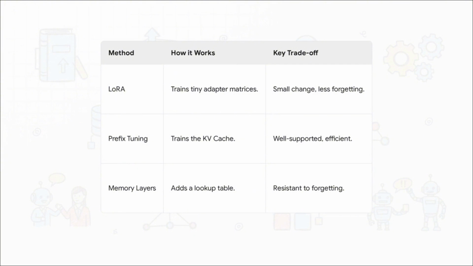So instead of retraining the entire model, techniques like LoRA, for example, add these tiny trainable modules to the model. This lets us inject new knowledge by only updating a tiny fraction. We're talking less than 1% of the model's total parameters. This preserves all its original skills while adding new ones on top.